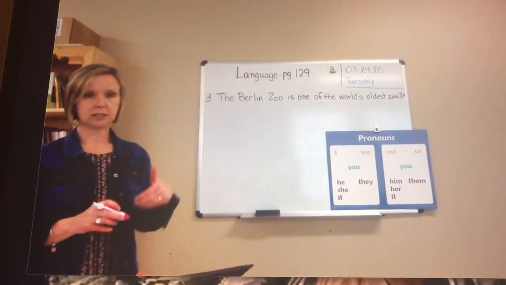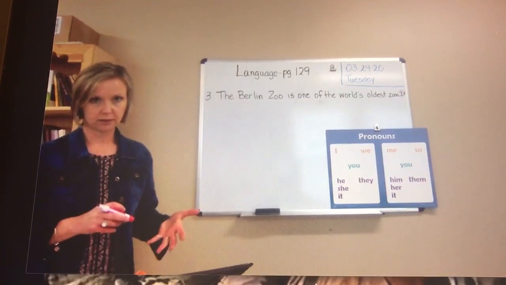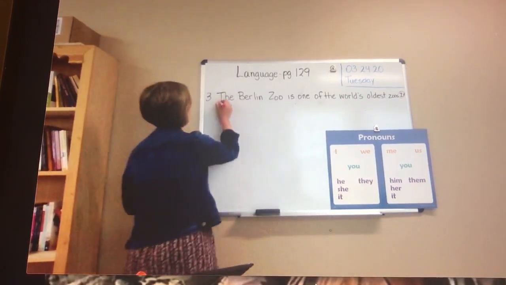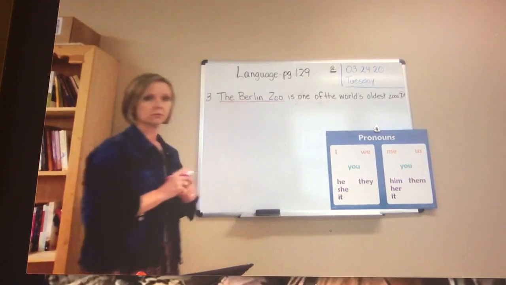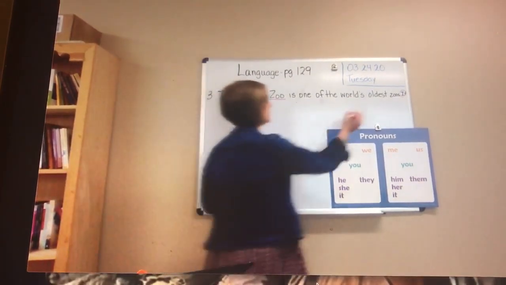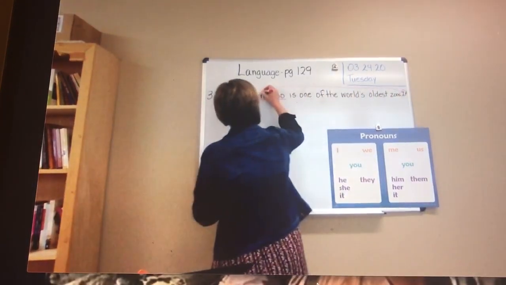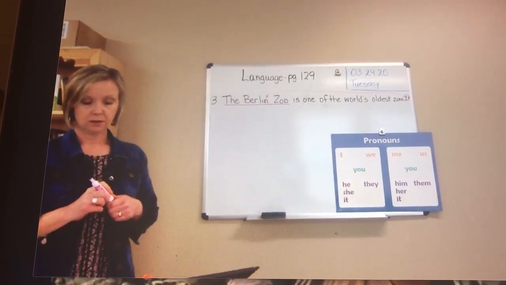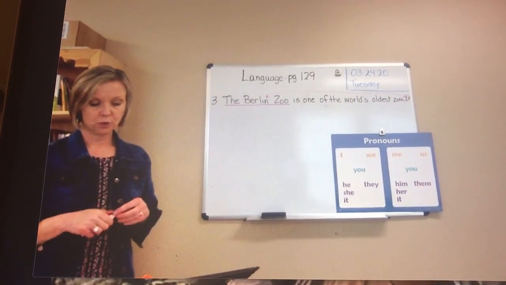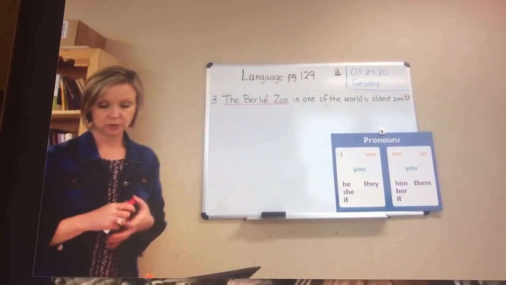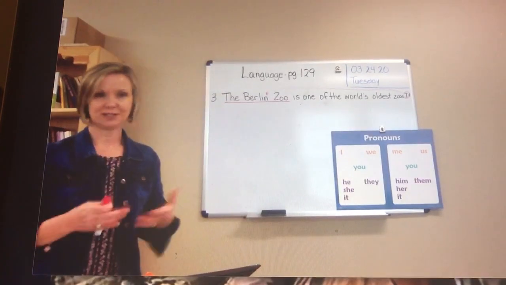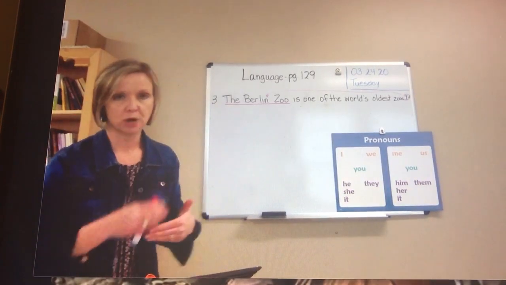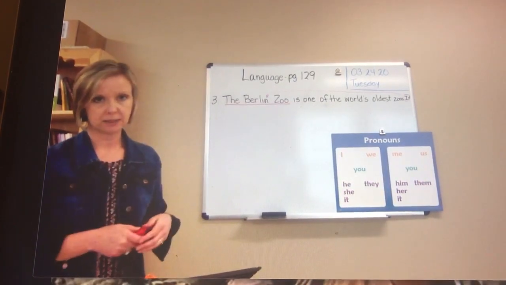What is it renaming or taking the place of? The Berlin Zoo, right? So you're going to come and I think we're underlining. Yes, we're underlining the Berlin Zoo. And then we're going to match it. Okay? So let me take my pen and there we go. Okay? You wouldn't want to say the Berlin Zoo is one of the world's oldest zoos. The Berlin Zoo has, you can just say it there. You don't have to rename it. You don't have to keep using the proper name, the proper noun. You can just use it, a pronoun.